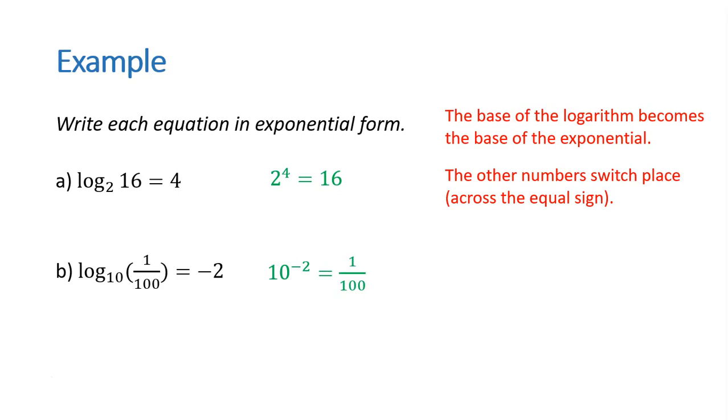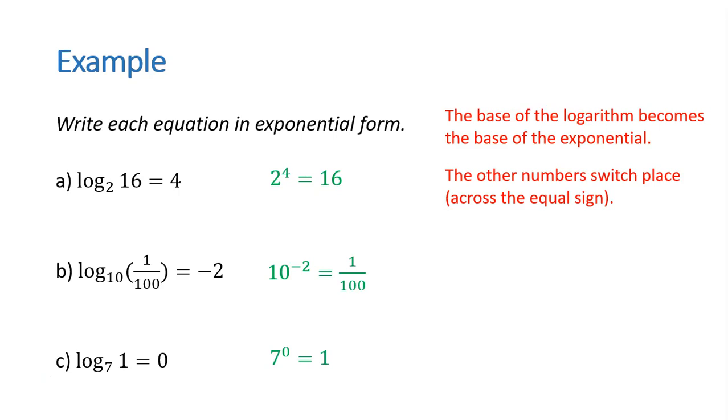Let's try one final example. So log base 7 of 1 is equal to 0. The base of the logarithm is 7, so that becomes the base of the exponential. And then our other two numbers switch places. So in exponential form, this is 7 to the 0 power is equal to 1.